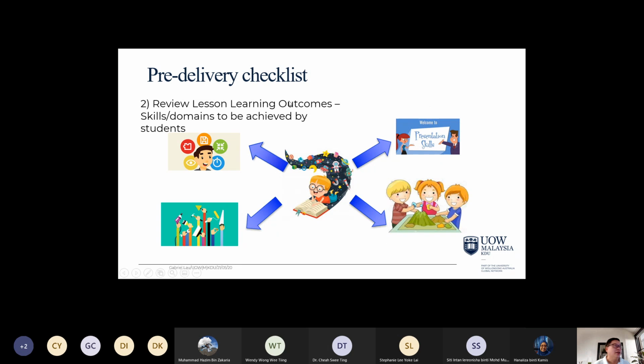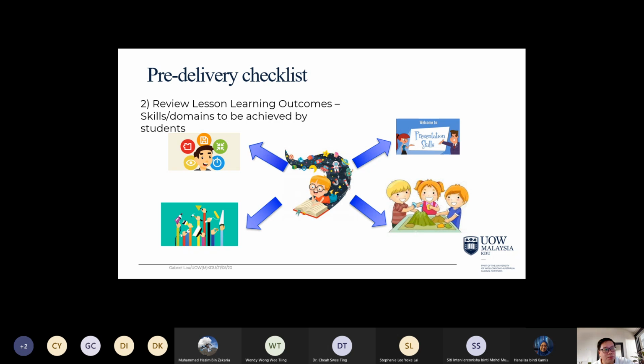Number 2, review lesson learning outcome. Look at your lesson learning outcome. Skills domain to be achieved by the student. What kind of skill? As I said, if it's presentation skill, what kind of things do you do? If it is a written or writing skill, what kind of things? If it's interpersonal skill, if it is leadership skills, or all of this, what kind?